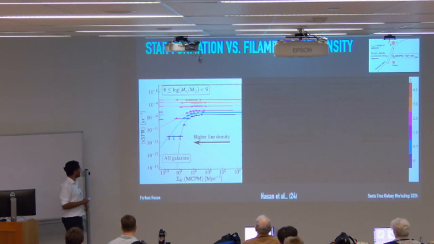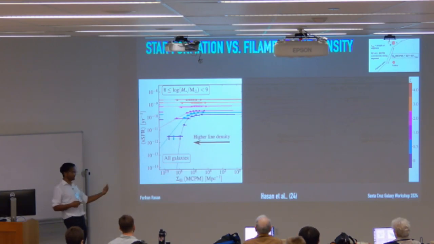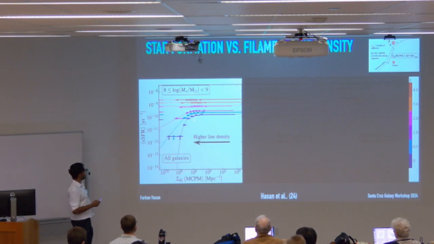This is the median of the specific star formation rate as a function of this filament line density, with line density increasing to your left, at different redshift snapshots. So the colors indicate different redshifts. Dark blue is 0, all the way up to brown showing 4. And what you can see, and this is for low mass galaxies, is that there's a clear correlation at low redshift.